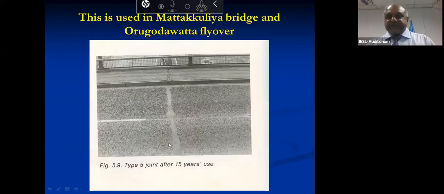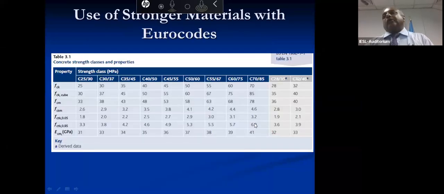And here you get this type of joint. You can't see the real joint. And now the main thrust of today's lecture, and that is the use of stronger materials, Eurocodes.